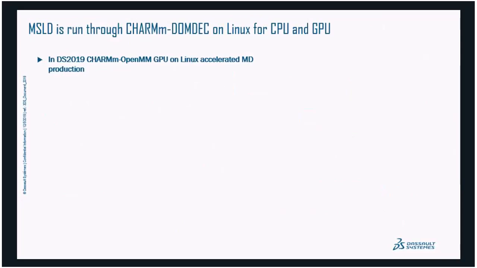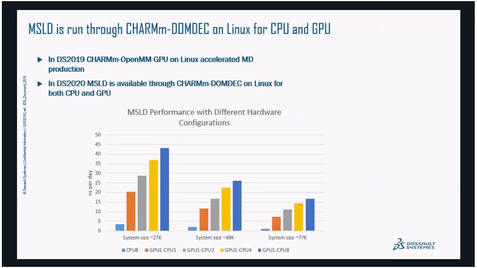And unlike free energy perturbation, MSRD as implemented in Discovery Studio is actually run through CHARMM and OpenMM on Linux for the CPU and the GPU. So maybe you're familiar with Discovery Studio 2019, that used CHARMM OpenMM on the GPU on Linux to accelerate MD simulation. Well, now with MSRD, we're actually using OpenMM on Linux for both the CPU and the GPU. Ideally you can run MSRD on just the CPU. We don't recommend that. We recommend that you have at least one GPU and a pair of CPUs. Ideally, you have 2 or 3 GPUs available. This is a very computationally expensive task.